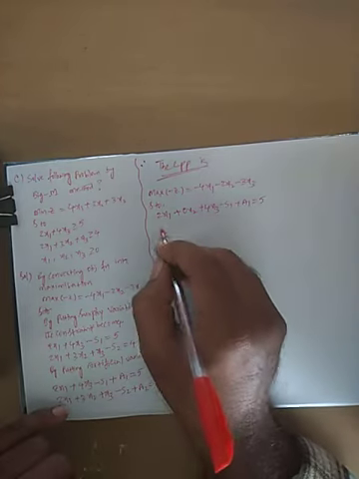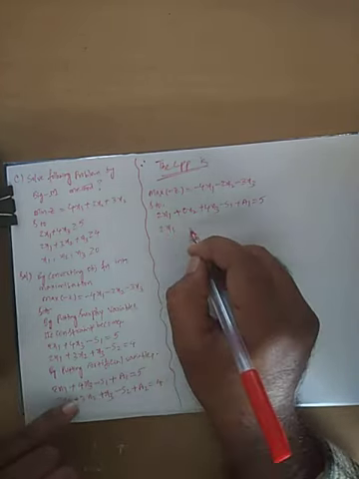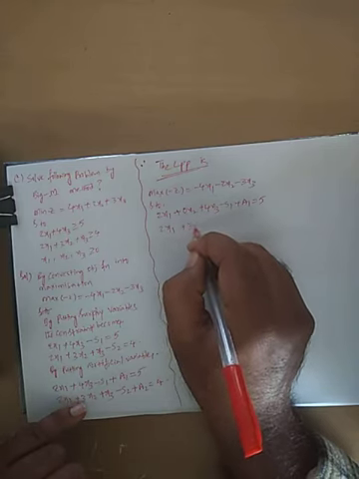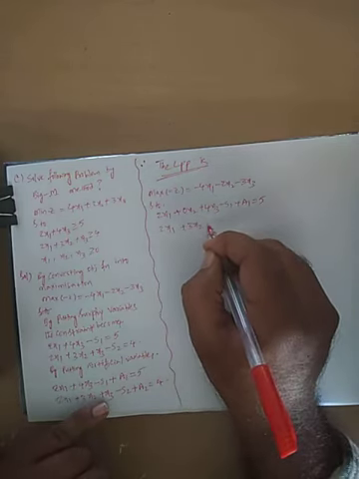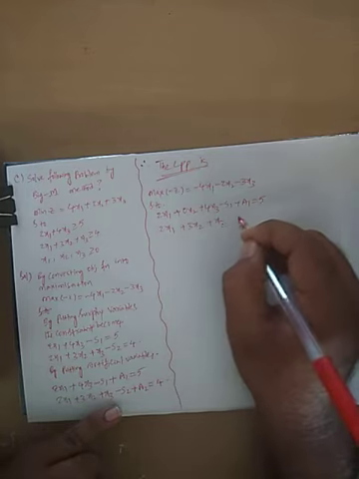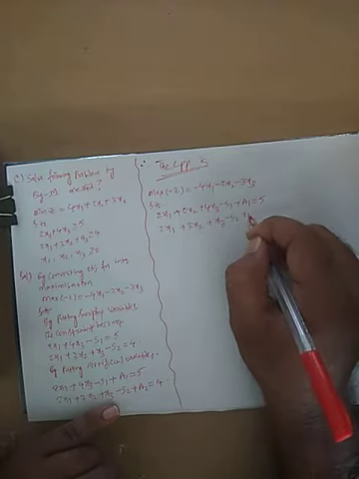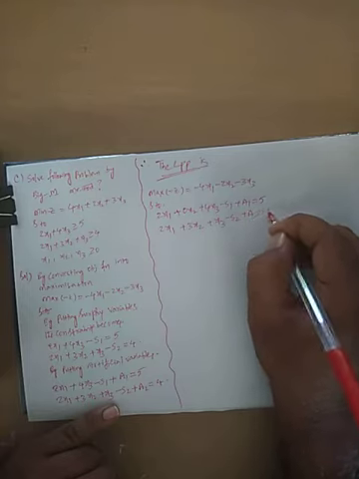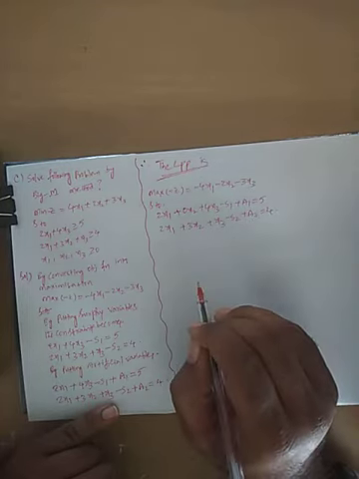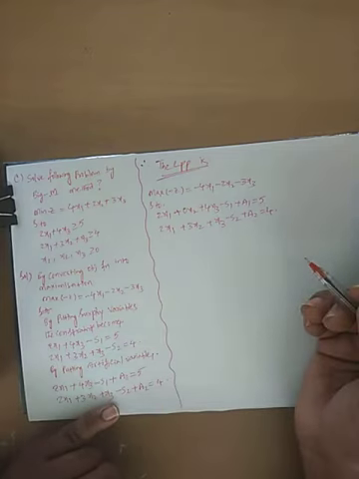Same, what is the one more constraint? 2x1 plus 3x2, here there is no missing variable, plus x3 minus s2 plus a2 is equal to 4.